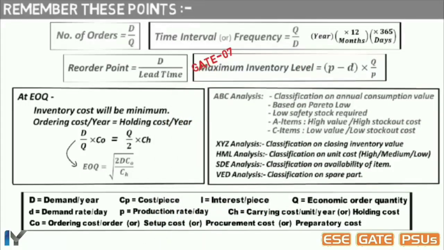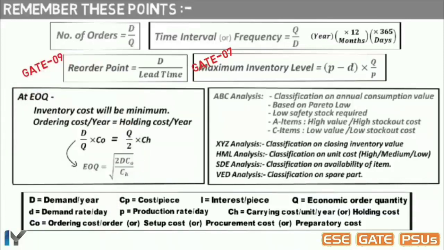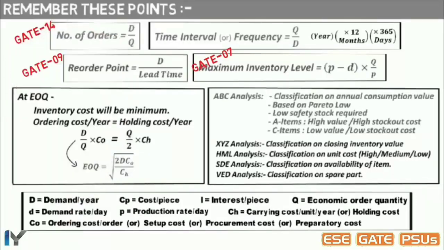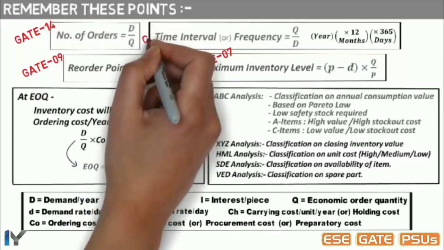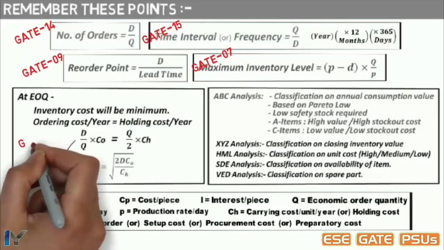Directly use this formula. In GATE 2009, demand was given annually and lead time was given in days. So divide it with 365 to get lead time in year and use this formula to get reorder point in number of units. In GATE 2014, a chart was given with all the values. First find EOQ and then number of orders. In GATE 15, time interval between orders was asked in days.